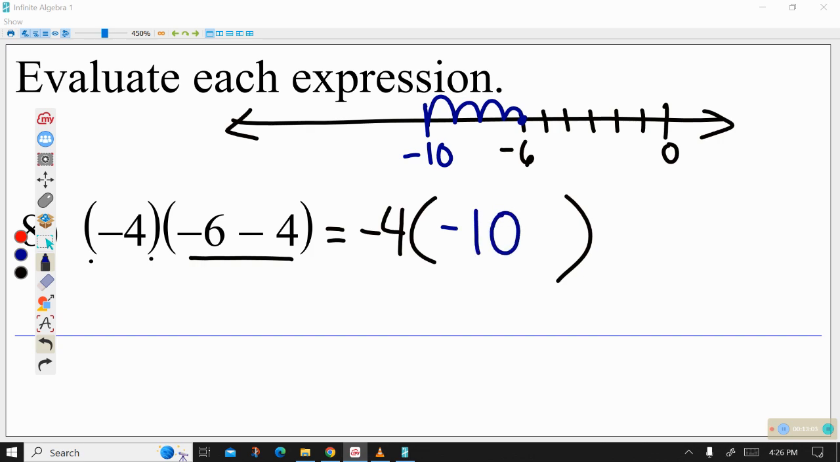Okay, so what does this mean? Does this mean to do 4 minus 10? Or does it mean to do 4 times 10? Whenever you see a number outside of parentheses with no symbol right there, it means to multiply. And again, we have a negative times a negative. So that means we're going to have a positive. A negative times a negative is a positive, and 4 times 10 is 40.